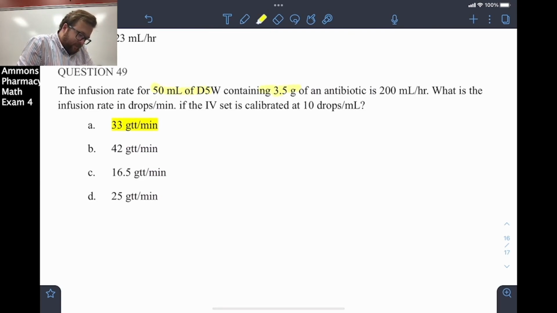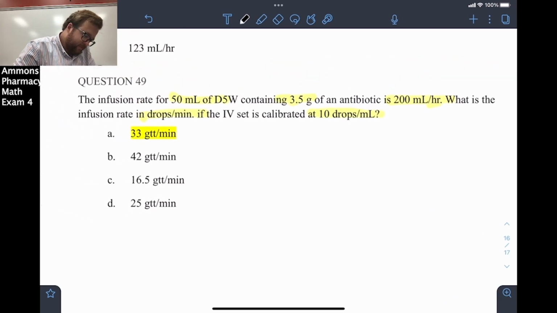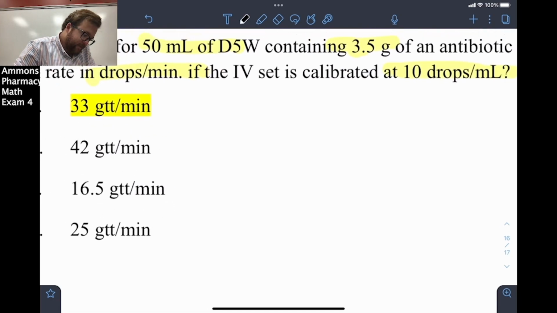50 mils, 3.5 grams, 200 mils an hour. What is the infusion rate in drops per minute if it's 10 drops per mil? Okay. All right. So 200 mils an hour. You want it in drops per minute, okay?